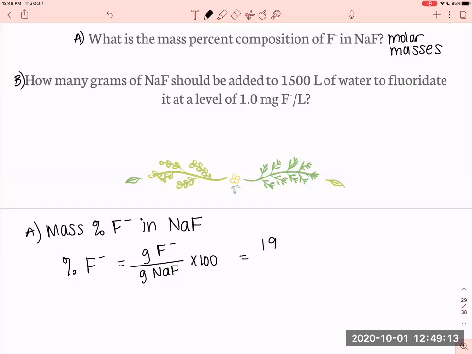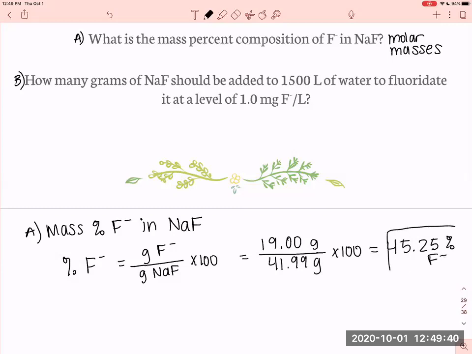So you're going to have 19 or 18.99 if that's what your periodic table is telling you. I just have it memorized as 19. And then 19 plus 22.99 is 41.99 times 100. It's going to give us a mass percent of 45.25% fluoride. And I'm just doing 2 digits after the decimal here to be safe. Okay, so that's the answer to this first part, 45.25% fluoride. If you've got any questions, please text me.